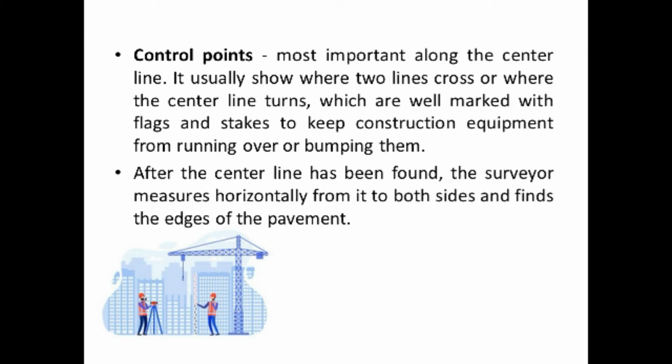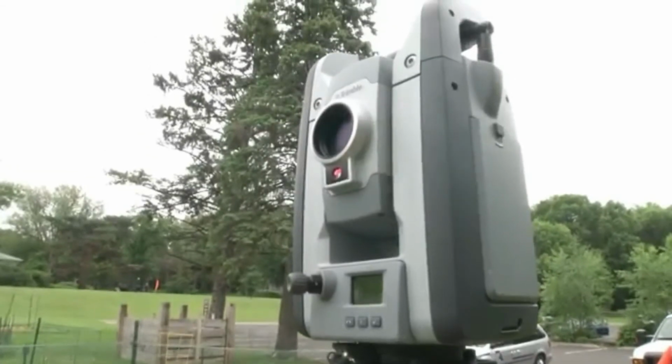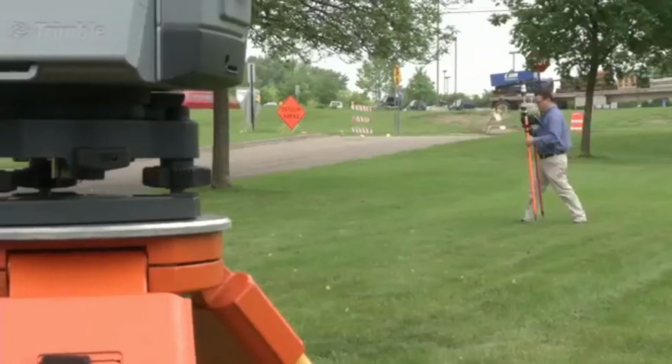After the center line has been found out, the surveyor measures horizontally from it, both sides, and finds the edges of the pavement. And then these measurements and all the measurements are put into a notebook for future use. With this, the horizontal measurements needed for earthwork are then complete.